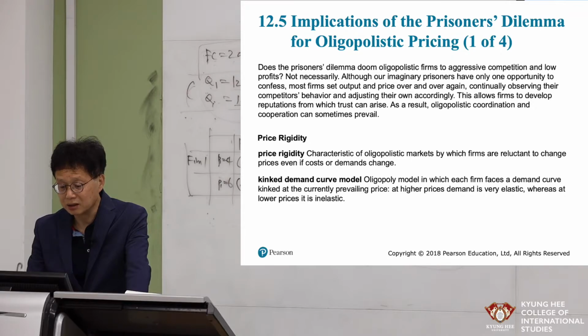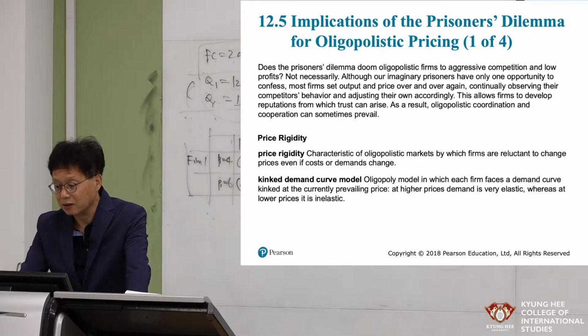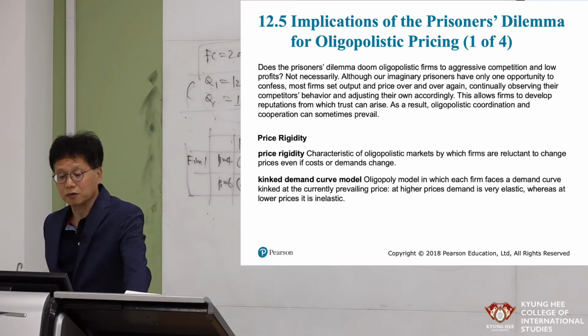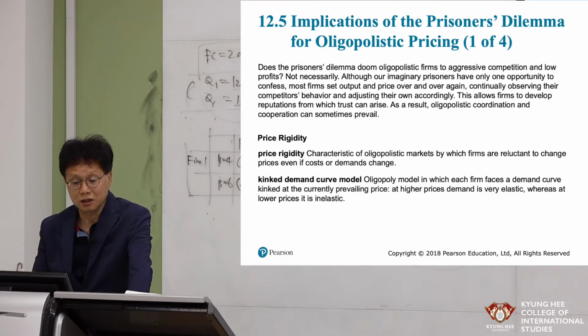At a higher price than this currently prevailing price, demand is very elastic, right? At a higher price, demand is very elastic. In other words, other firms do not follow suit. Whereas at a lower price, it is inelastic. If one firm lowers its price, other firms follow suit, so demand is inelastic. Okay?